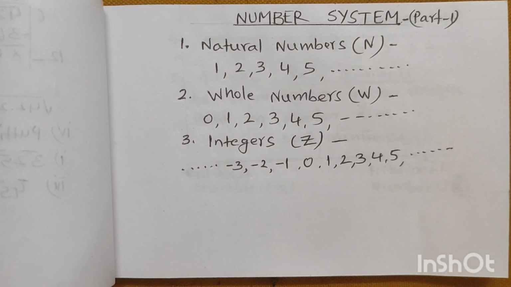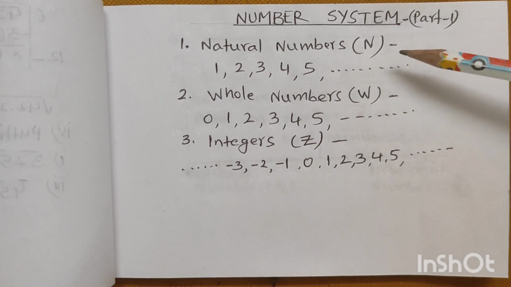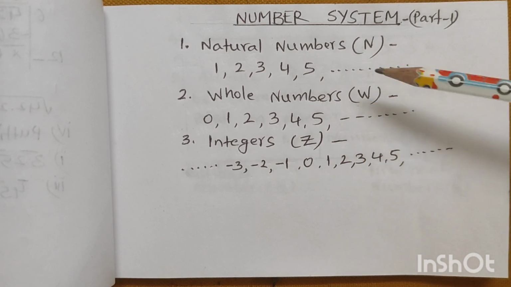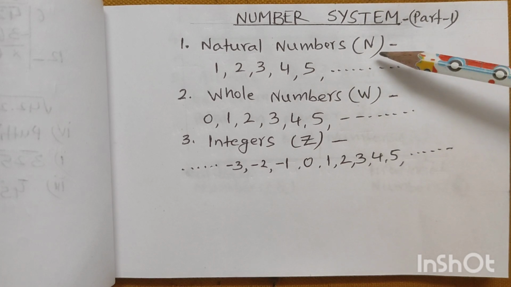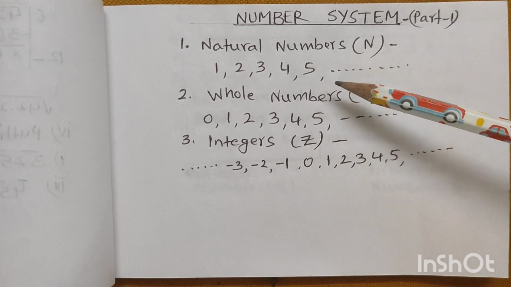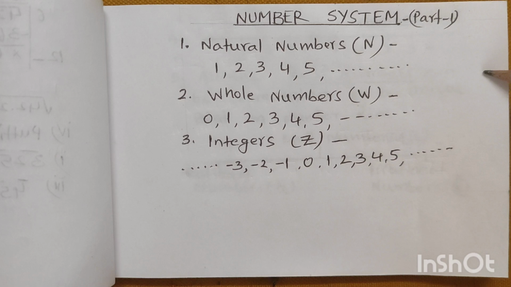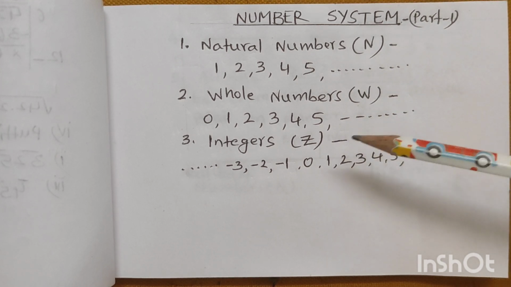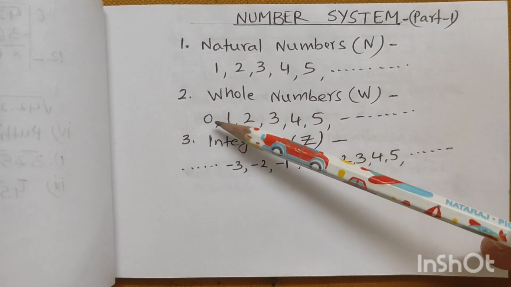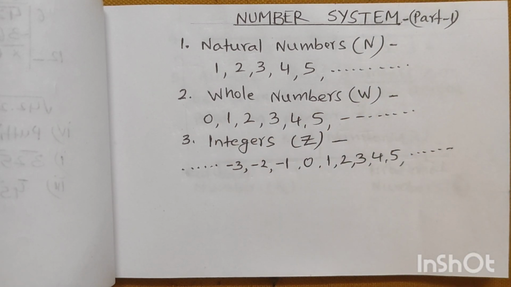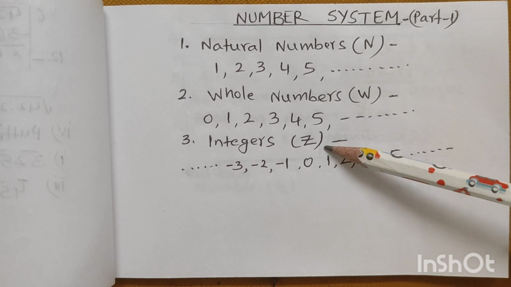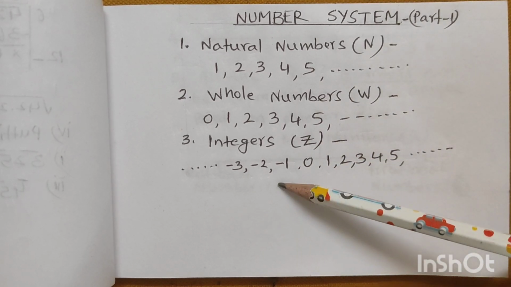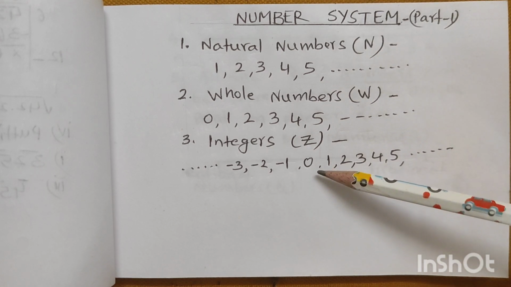We begin with the number system. We are aware of natural numbers, whole numbers and integers. Natural numbers set is denoted as N, includes 1, 2, 3, 4, 5 and so on. Whole number set includes all natural numbers as well as 0. Integers set denoted as Z includes all positive numbers and negative numbers including 0.